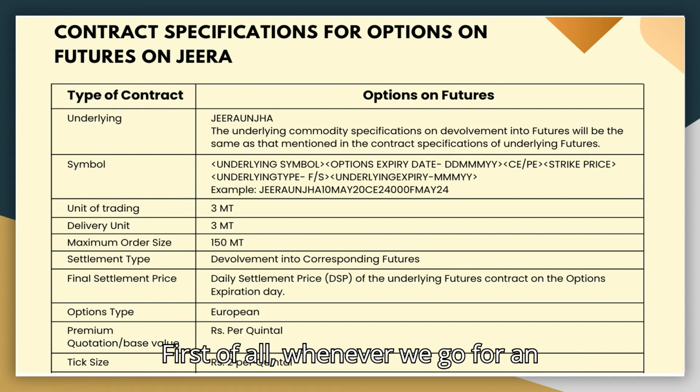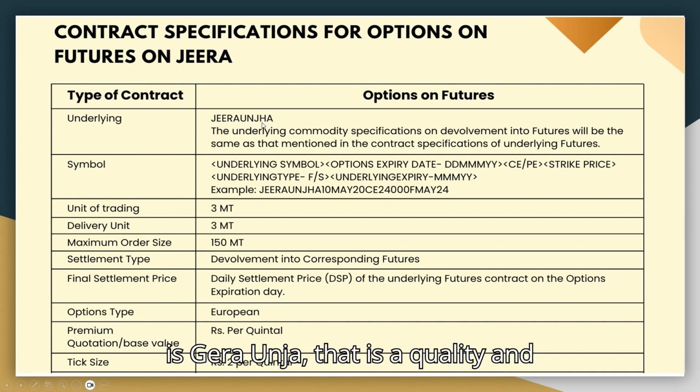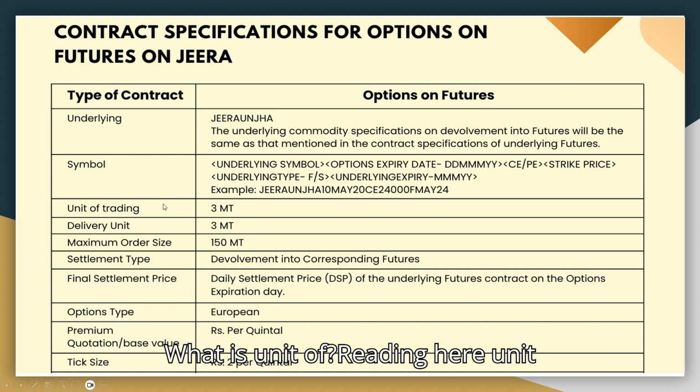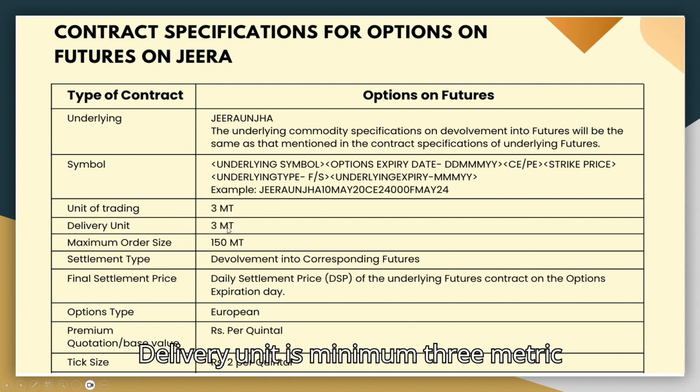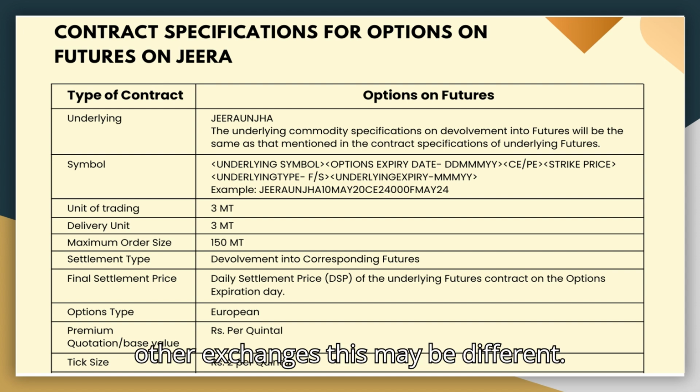First of all, whenever we go for an option, it has an underlying, that is jeera, the quality and the name of that particular commodity. What is the unit of trading? Here, the unit of trading is 3 metric ton. Delivery unit is minimum 3 metric ton. Maximum order size is frozen at 150 metric ton. I am referring to NCDEX; for other exchanges, this may be different.